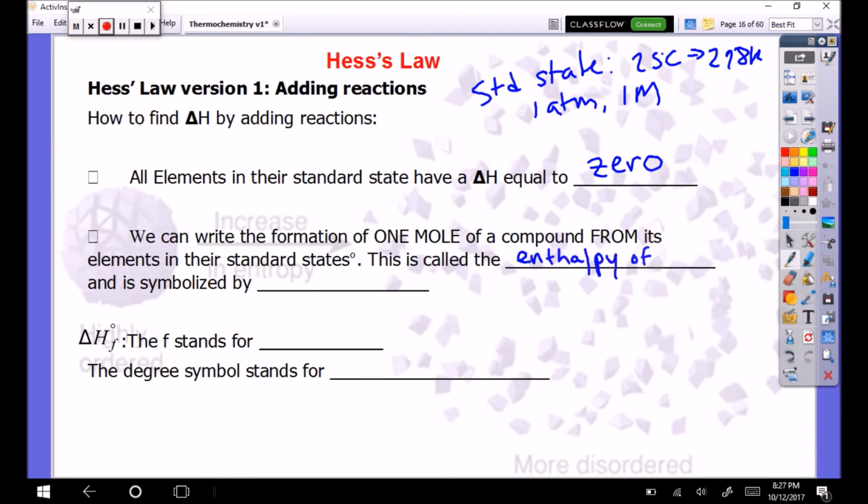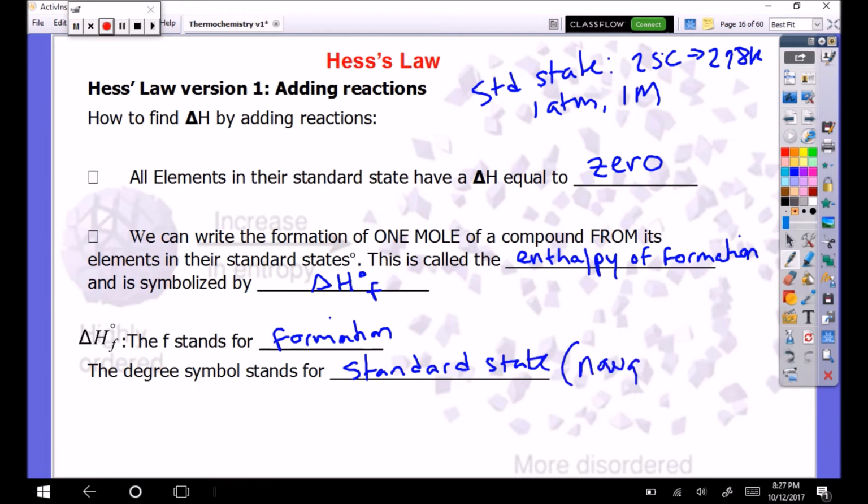Enthalpy of formation. And for your enthalpy of formation, we use the symbol delta H, but it's at a standard state, so we use that, and we have F. The F just is formation. And this just means it's standard state. Or if you wanted to, you can just say naught. All right, delta H naught with an F.